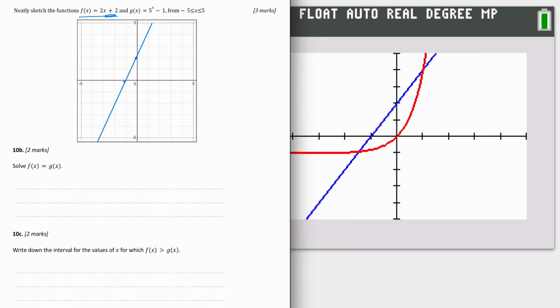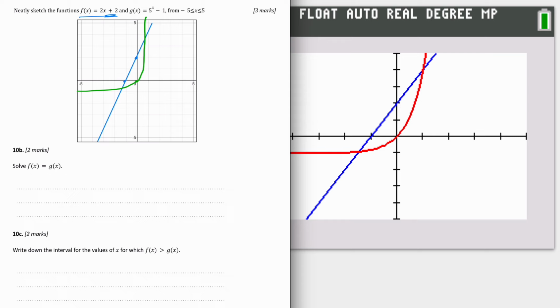And then we have the second equation, which is the exponential, to the power of x. And we can see that it goes through the origin and it curves up like this. Now it actually crosses our blue equation before the end of the graph at around about 4. So I'm trying to make sure it looks about right for those values.